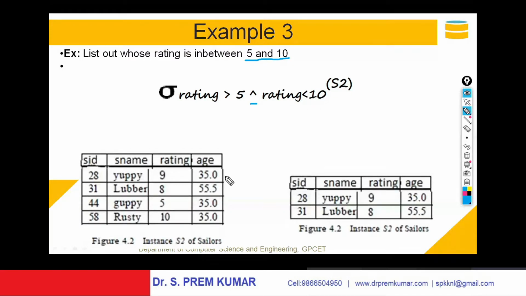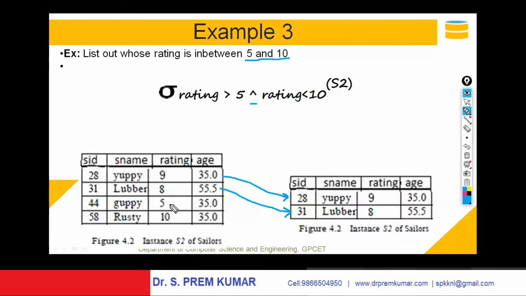If you observe this, rating greater than 5 and less than 10 is nothing but UP. And hence in the output you got UP. Greater than 5 and less than 10. 8, Lubber. His rating is greater than 5 and less than 10. So you got Lubber as output.